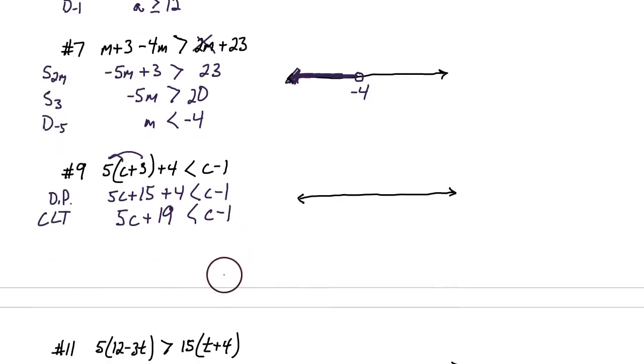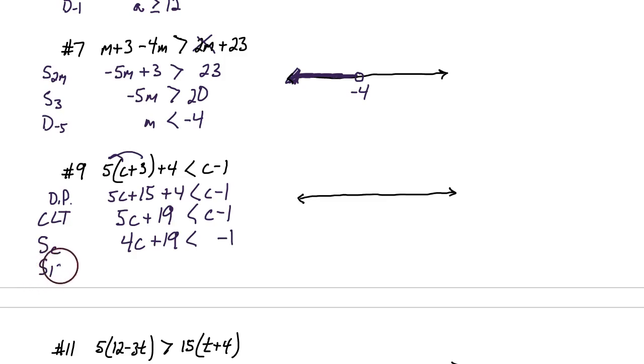Next, I noticed the variable c on both sides of the problem. We don't want that. We only want the letter c to be on the left of the problem. So let's subtract away this c here so that it cancels away. I'm going to subtract a c. 5c subtract 1c is 4c. And here's the plus 19 and the less than symbol and the minus 1.